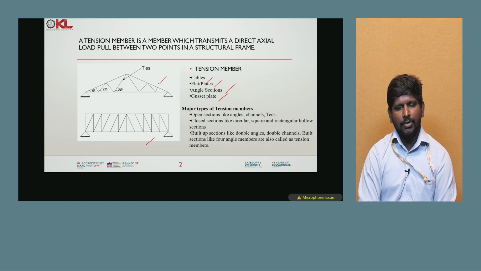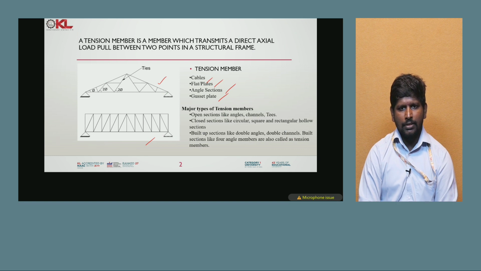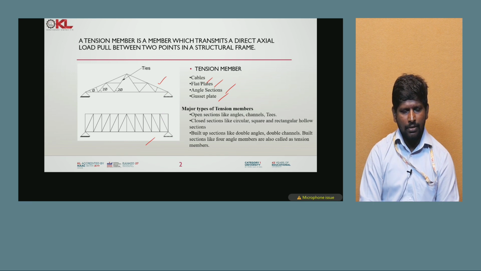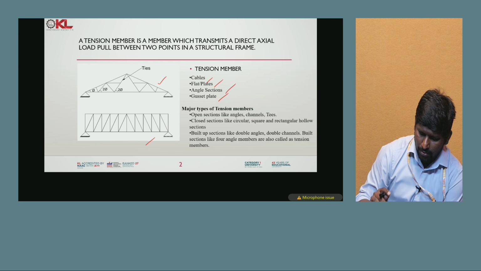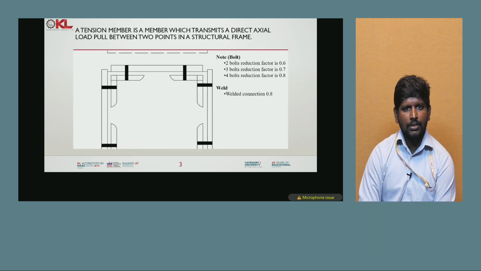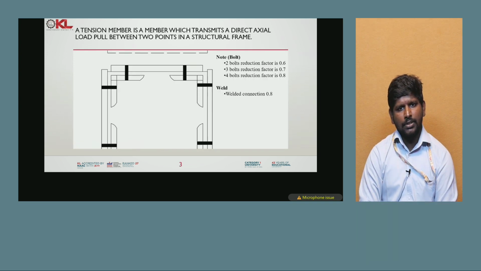The major types of tension member look like angles, channels and T's. There are also closed sections like circular, square and rectangular hollow sections, and built-up sections like double angles, double channels, and built sections like four angle members, which are also called tension members. You can see ties in the truss member, which is known as a tension member. Here a tension member is connected with some plates, welded connections and angle sections.